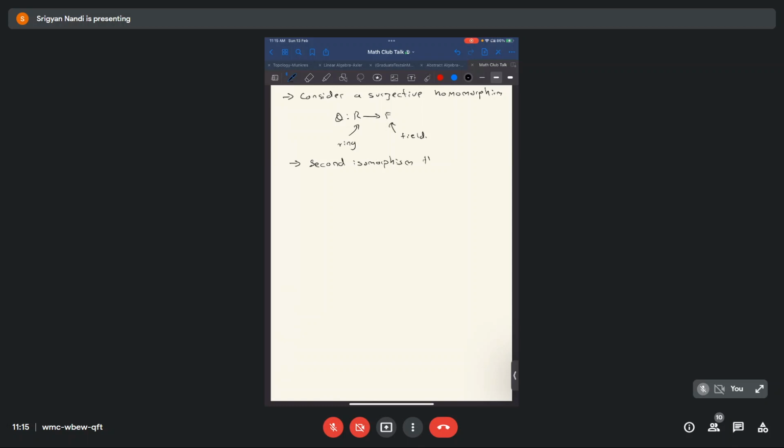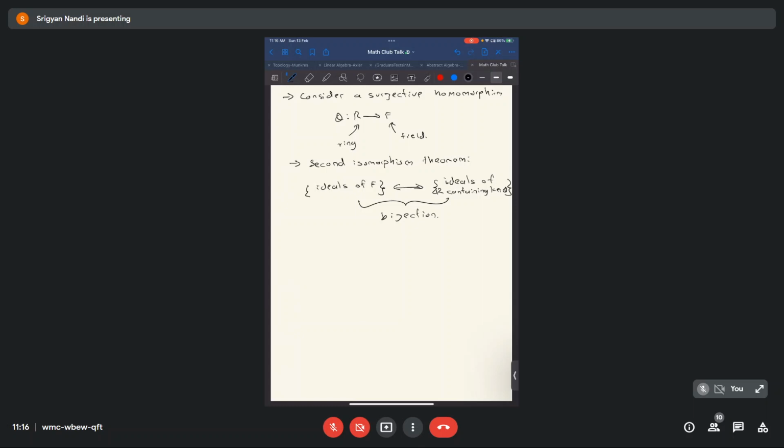The second isomorphism theorem, which stated that the ideals of F will be in direct bijective correspondence with the ideals of R containing the kernel of theta. This was the statement of the second isomorphism theorem. So they have a bijection between them, right?